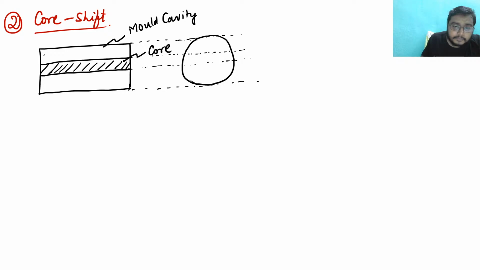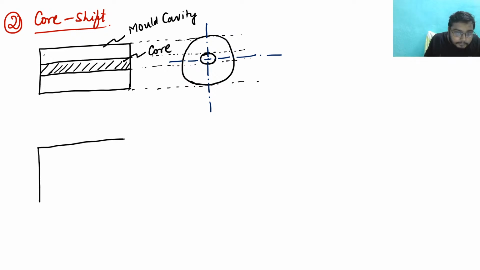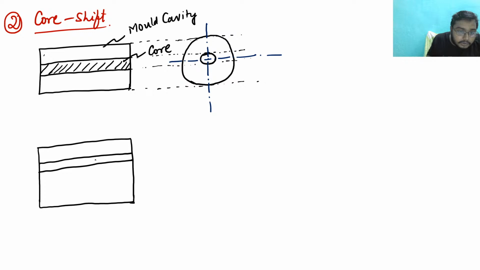There is a hole here. Clear? So this hole is there when you draw the axis. So when you draw it, you get this kind of thing. But what happens, let me draw another figure. What happens when you have poured the molten metal? There is actually buoyancy, right? Due to the buoyant force, this core moves upward.